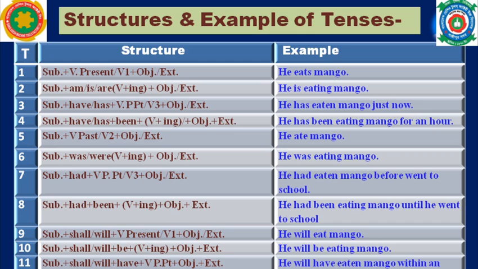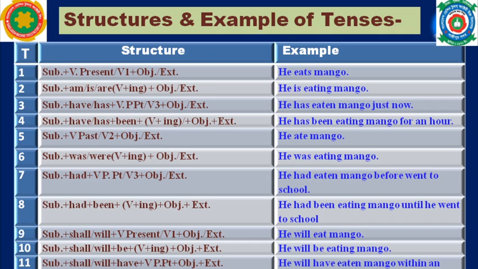He will have eaten mango within an hour. That means in the future, in a certain period of time, he will have finished his work. He will have eaten mango within an hour. In the future, he will have completed his work, not in the present, not in the past. That's called future perfect tense. Same concept, but the structure will be changed.